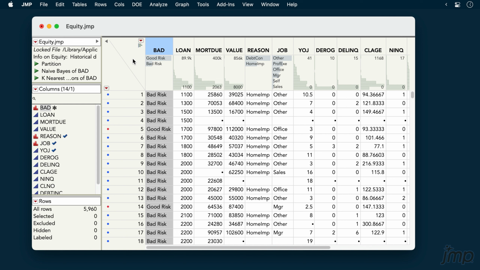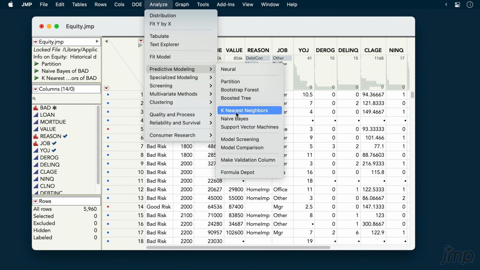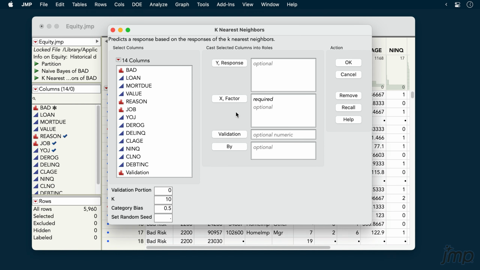This outcome is categorical, but k-nearest neighbors can predict continuous outcomes too. We'll start by going to Analyze, Predictive Modeling, and choosing k-nearest neighbors. We'll place bad into the Y response role, and our predictors into the X factor role. If we want, we can specify a validation portion of our data to use for tuning our model, or we can enter a validation column into the validation role.